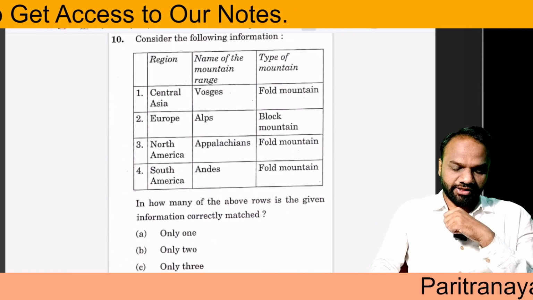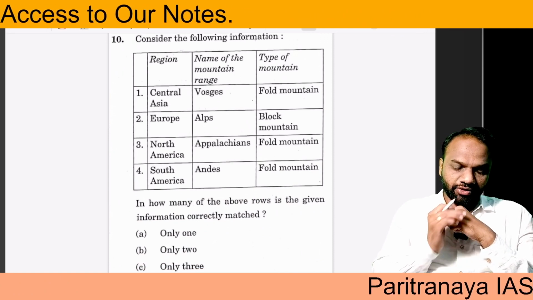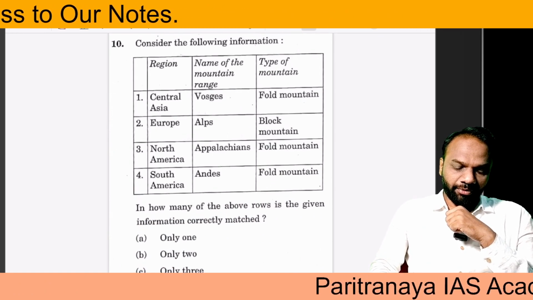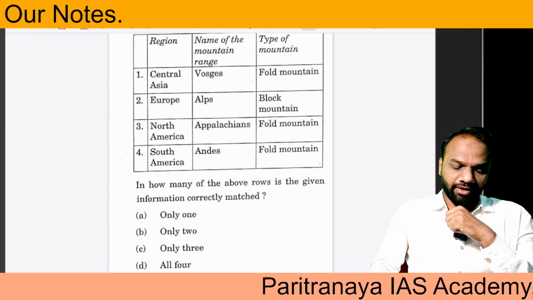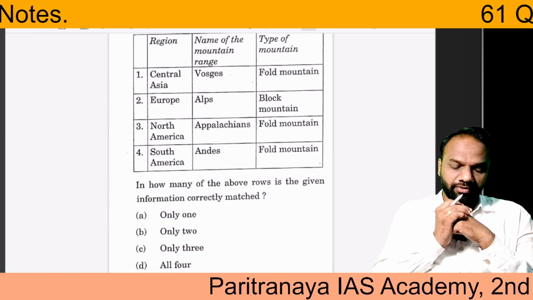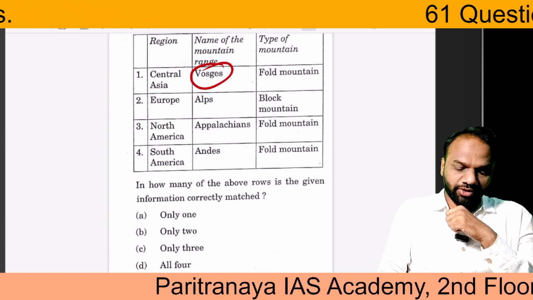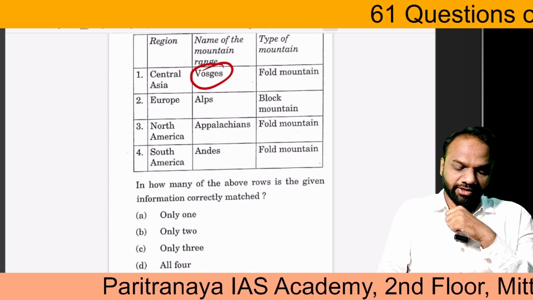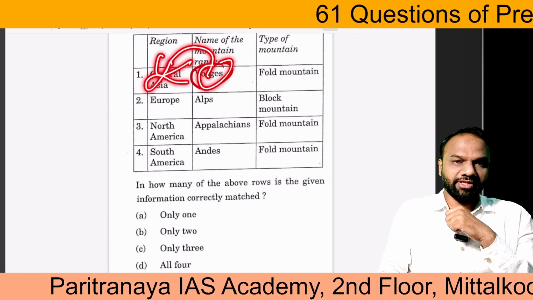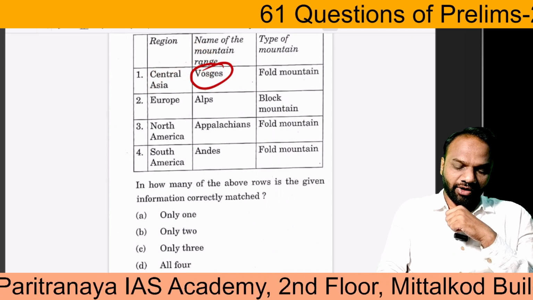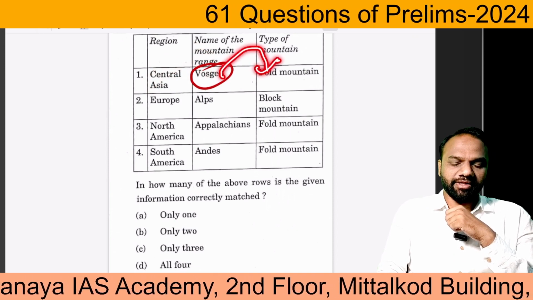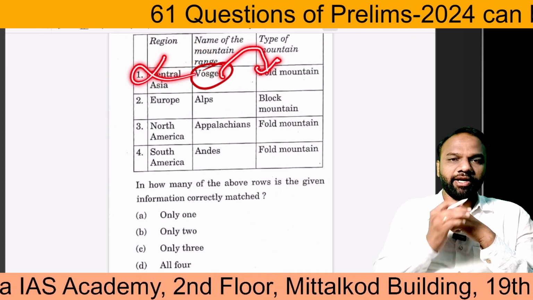Next, this question is a bit tricky. Consider the following information: region, name of the mountain, mountain range, and type of mountain. This mountain range is present in Europe, hence this is wrong. Also, it is not a fold mountain, it's a block mountain. Hence the first one is completely wrong.